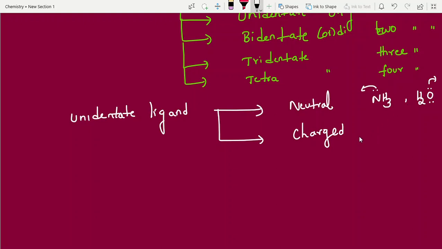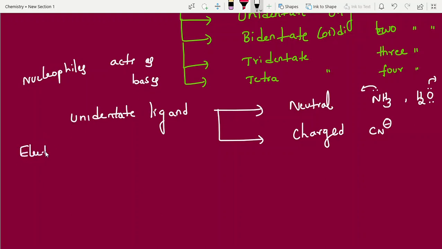It has two lone pairs, but it can donate only one. So charged ones means like Cl minus. This is also a nucleophile. All nucleophiles are ligands. All nucleophiles, all bases, all Lewis bases are ligands. You can write like that also: nucleophiles act as bases.